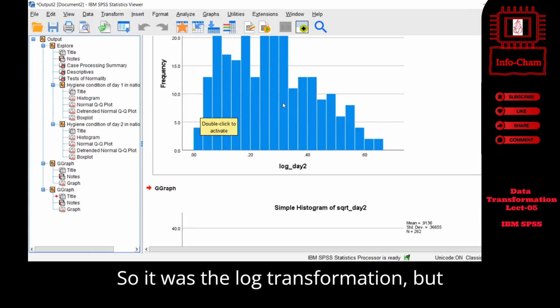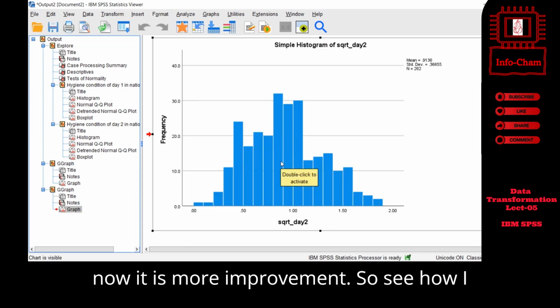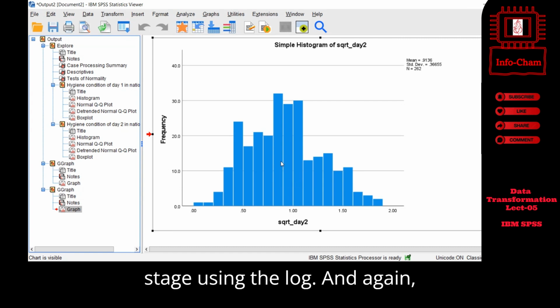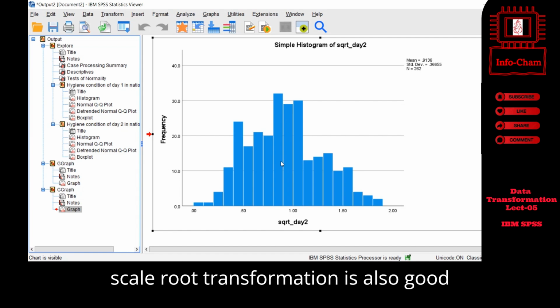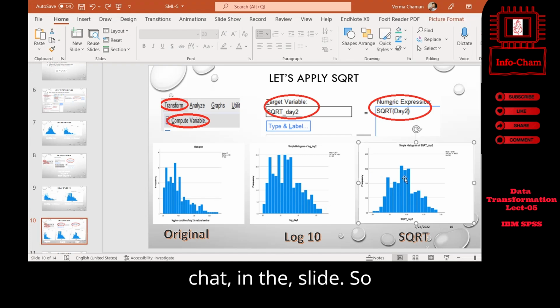So that was the log transformation, but I want to show you the new graph. Yes, now it is more improved. So see how I can improve the data from the initial stage using the log, and again square root transformation is also good for me, right? So which I put here in the slide. So it was the original.